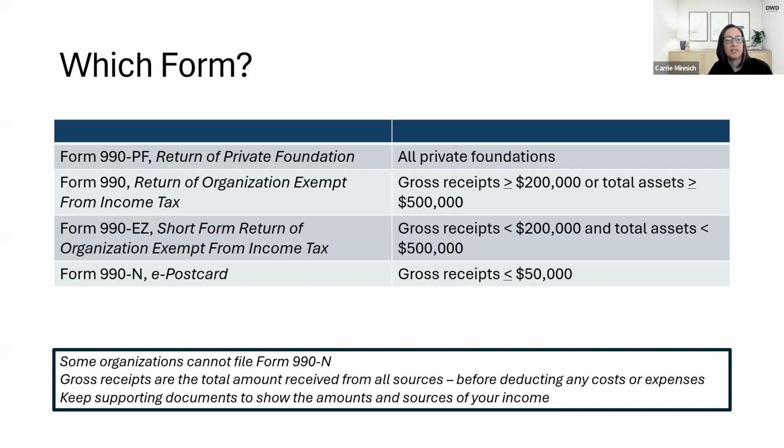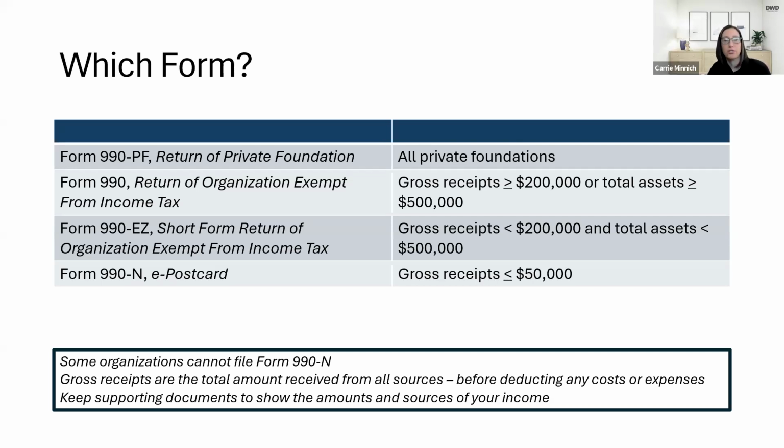Do keep in mind that there are some organizations that have to file a 990 or 990 EZ and cannot file Form 990N. For example, supporting organizations cannot file a Form 990N. Also, keep in mind that when we're talking about gross receipts, we're talking about the total amount received from all sources before deducting any kind of costs or expenses. That's why it's so important to keep documentation to show the amounts and sources of your income to show that you have filed the proper Form 990.